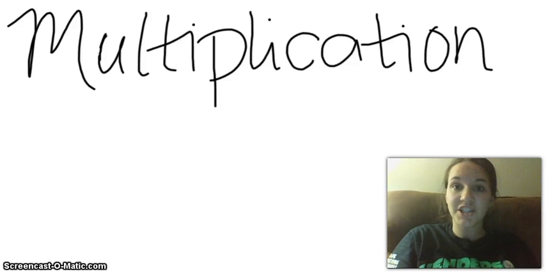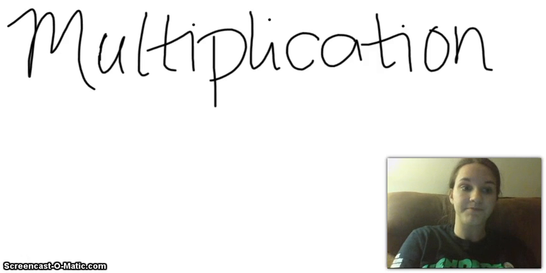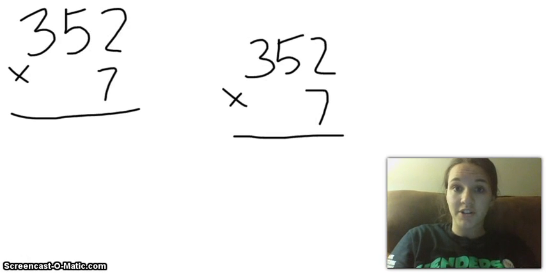Hey guys, it's Mrs. H here, and today we are going to be focusing on multiplying 3 and 4 digit numbers by 1 digit. My goal for you is that at the end of this video, you not only know the process as to how to solve these problems, but you also have the understanding as to why you are doing the steps you are doing. So let's get started. Here I have 352 times 7, and I've actually written it twice.